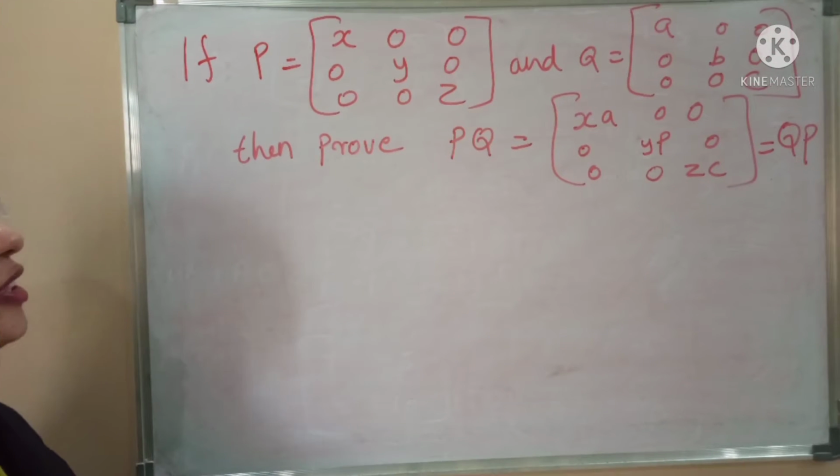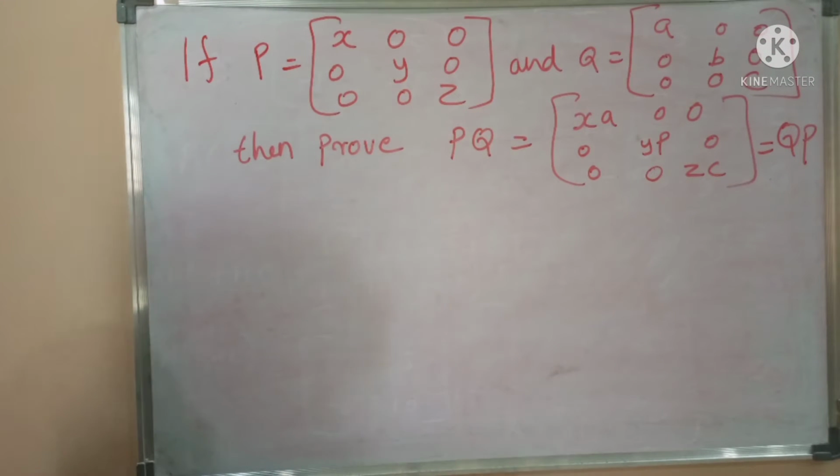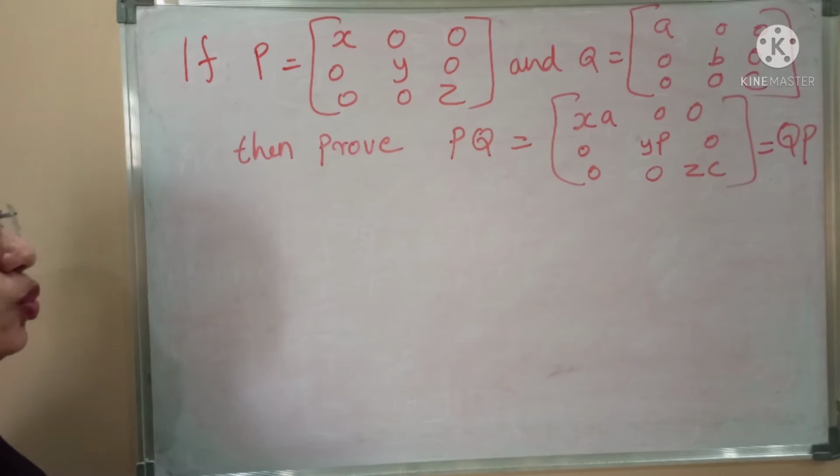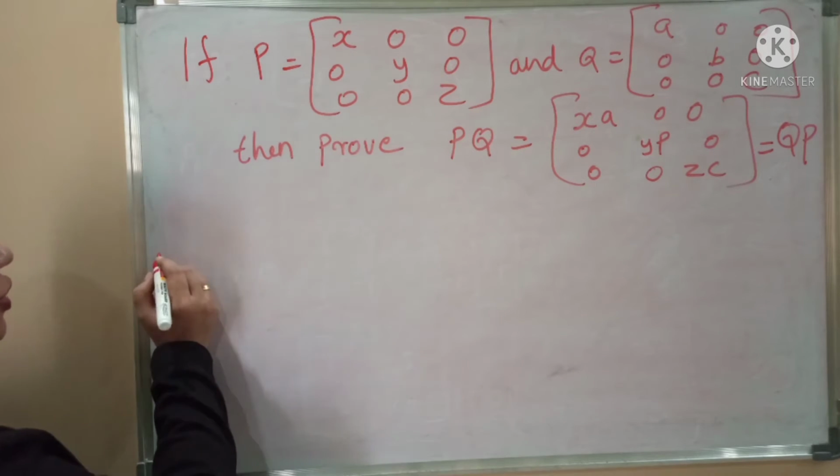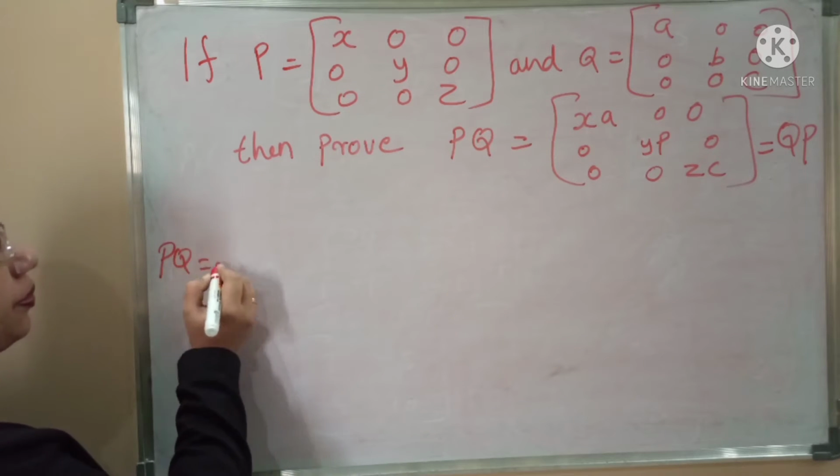Clear? Another important question. Okay, we are given two matrices P and Q. Then prove PQ equals QP. Okay, so first find out PQ.